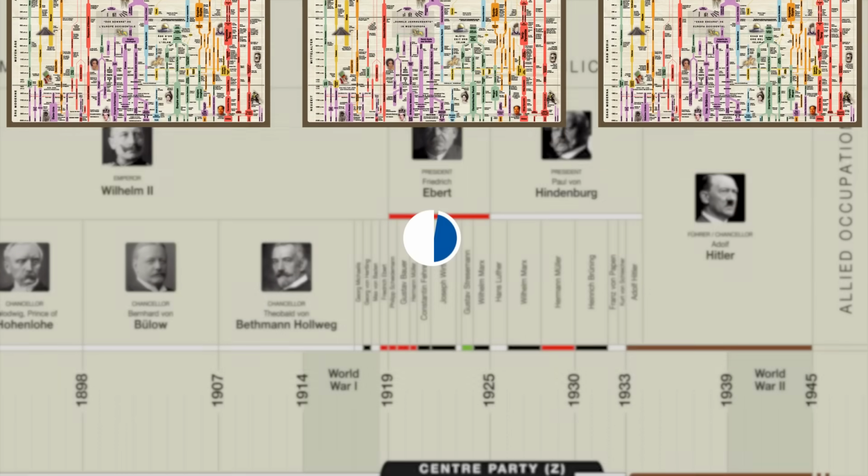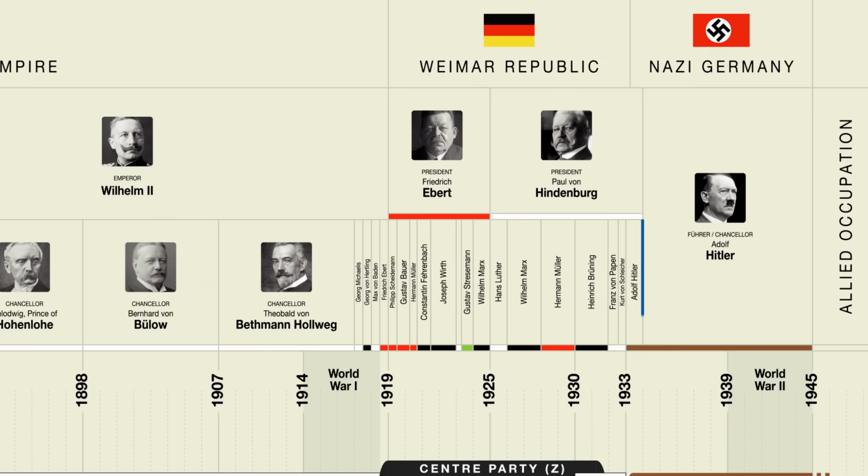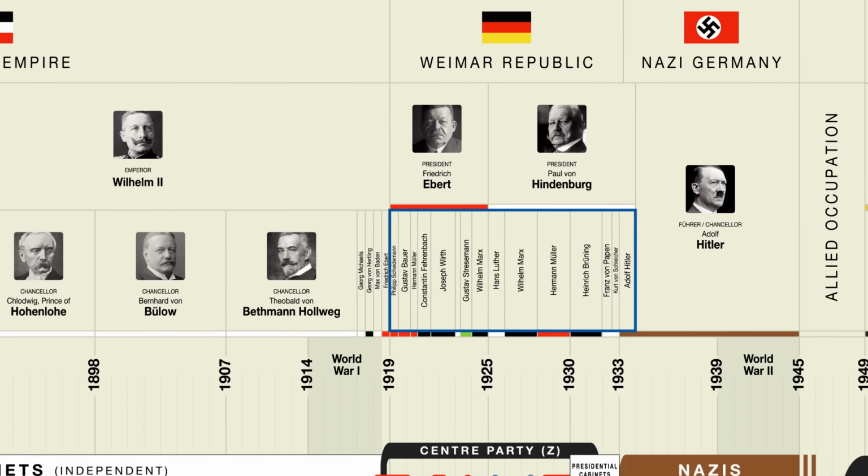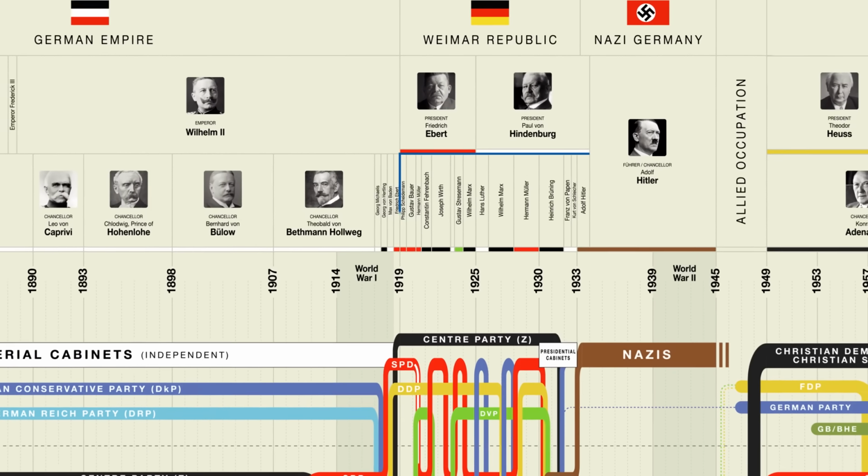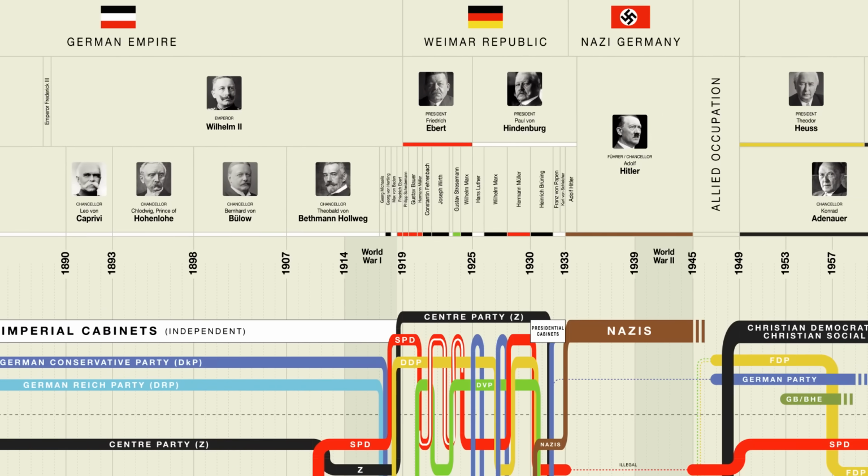Now back to Weimar Germany. As you can see, the Weimar period was very unstable, with the role of chancellor constantly changing hands, and several parties, particularly the SPD, constantly coming into and out of government. President Ebert, however, served until his death in 1925.